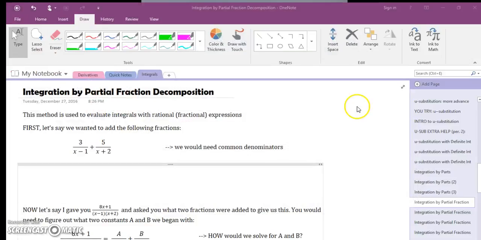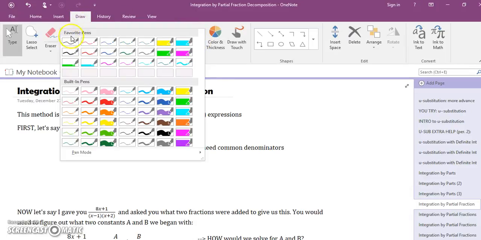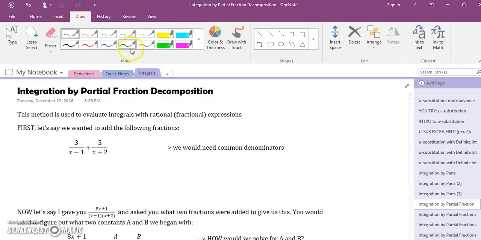Hey everybody, today you're going to learn your last method of advanced techniques of integration, and it is partial fraction decomposition. So like I said, this is the last one that you're responsible for on the AP exam. And what this is going to do is help you evaluate integrals with rational expressions. Rational, remember, means fractional. Before I show you a whole problem, let's go backwards here so you can see where this even comes from.